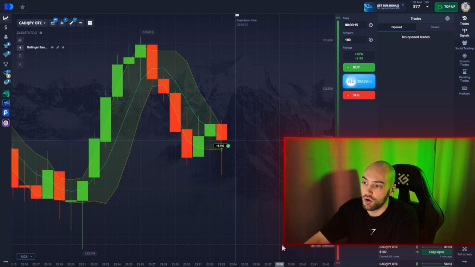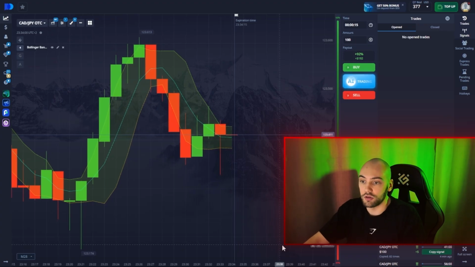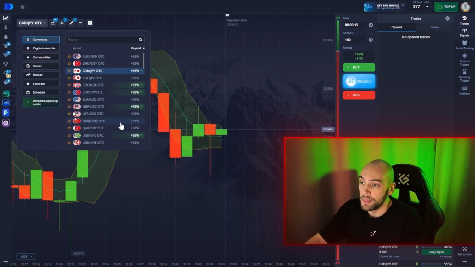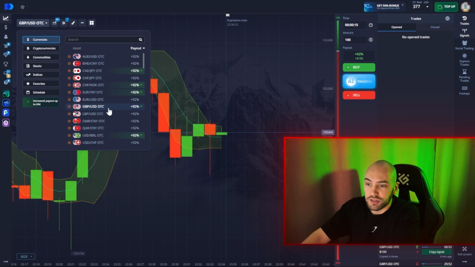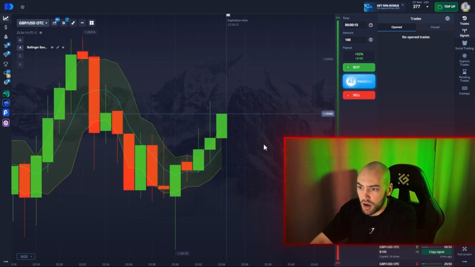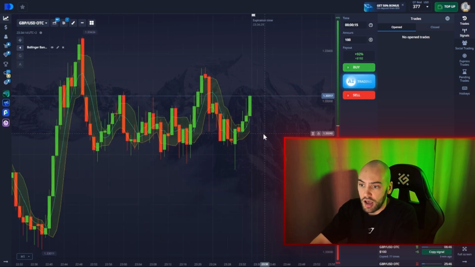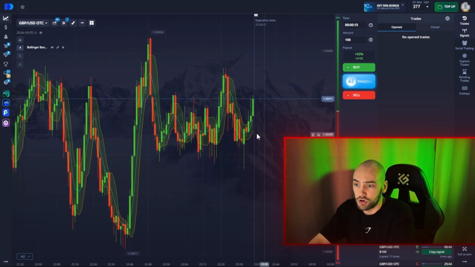2 candles in a row. Again, the rule of 2 candles worked. A great amount of $377 on the account. I think we'll switch to another currency pair soon to work with different ones and analyze different situations. Let it be pound dollar.